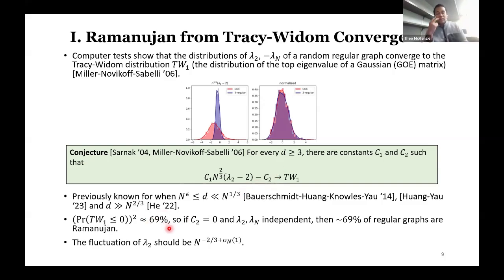So in fact, this Ramanujan graph, which has been tricky to find, is somewhat common, in the sense that a majority of graphs have this Ramanujan property. The second thing I want to note is that according to this conjecture, the correct rate of fluctuation of lambda 2 should be something like n to the minus 2/3. Friedman originally proved 1 over polylog and then 1 over polynomial. The correct rate of convergence should be something like n to the minus 2/3 plus little o of 1.